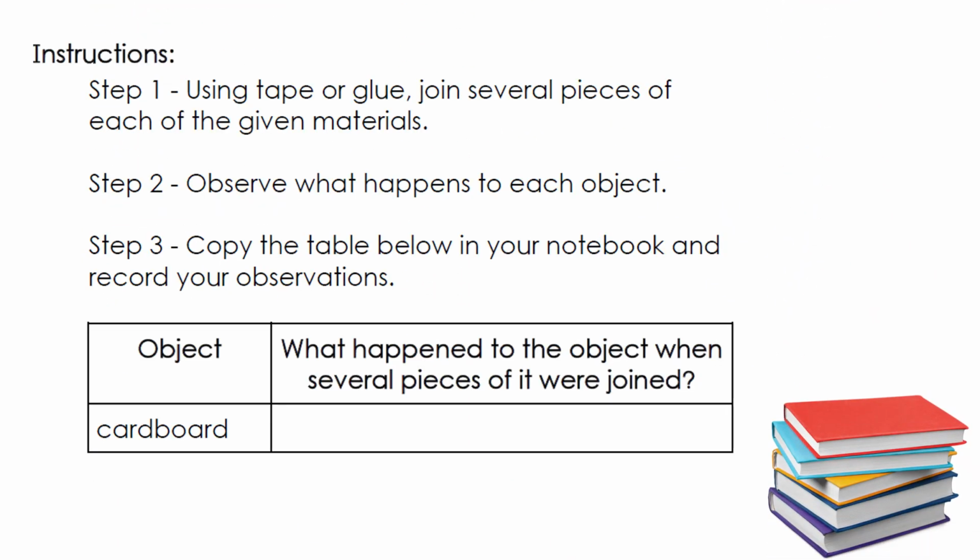Instructions. Step 1. Using tape or glue, join several pieces of each of the given materials. Step 2. Observe what happened to each object. Step 3. Copy the table below in your notebook and record your observation. Object: cardboard. What happened to the object when several pieces of it were joined?